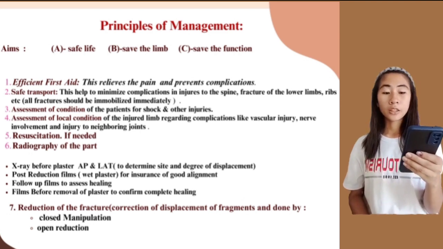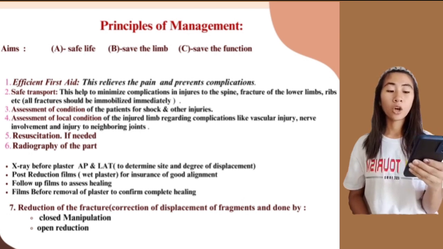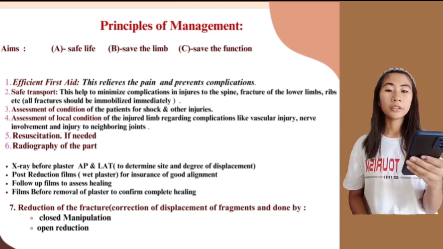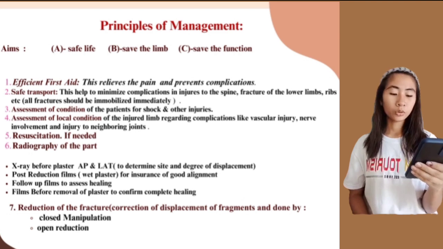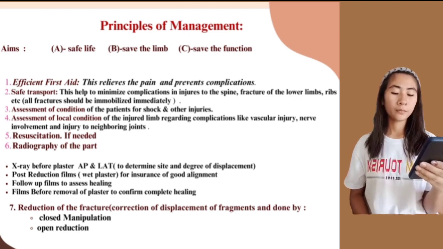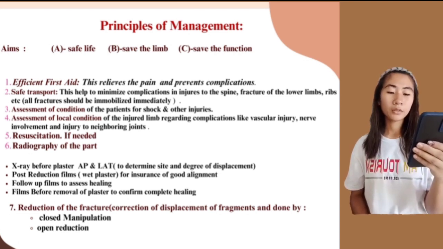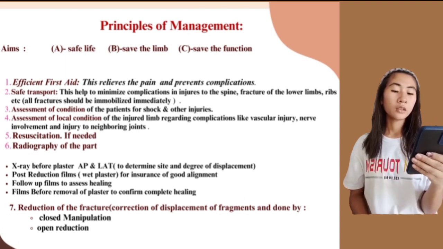Assessing the local condition of the injured limb to identify any complications such as vascular injury, nerve involvement, or damage to neighboring joints. Number five, we have the resuscitation.